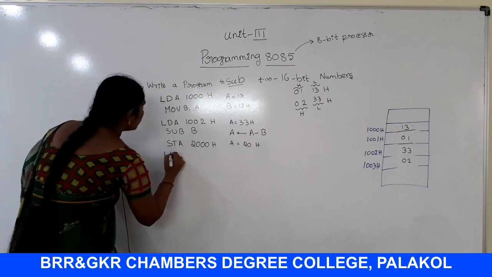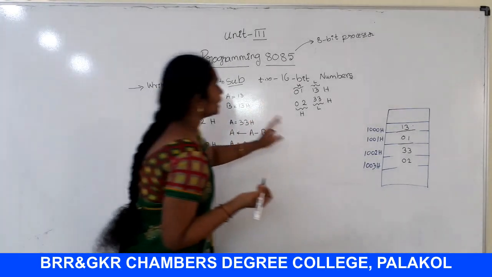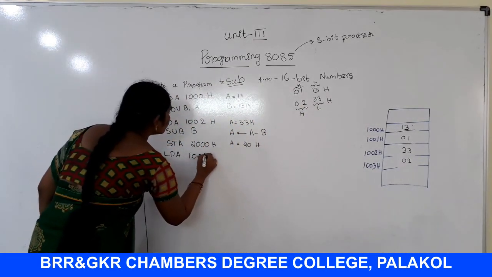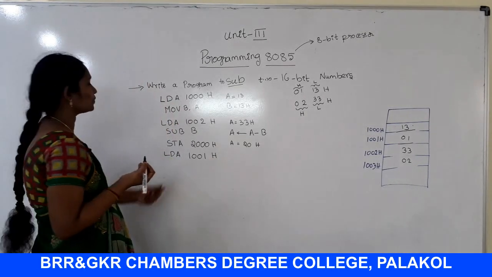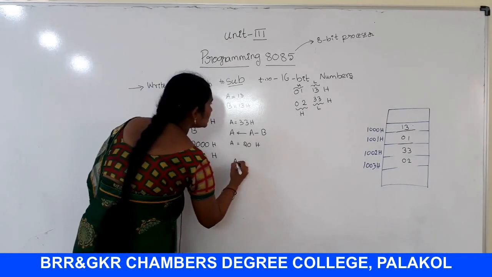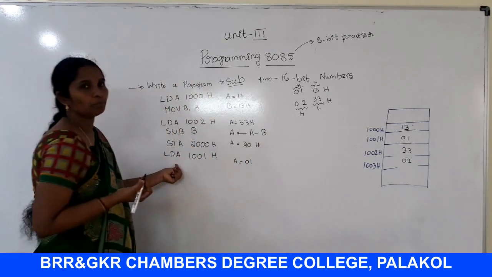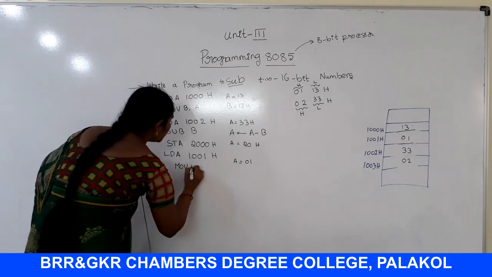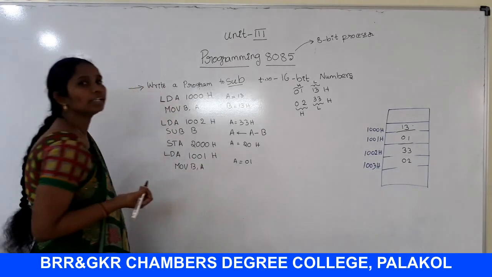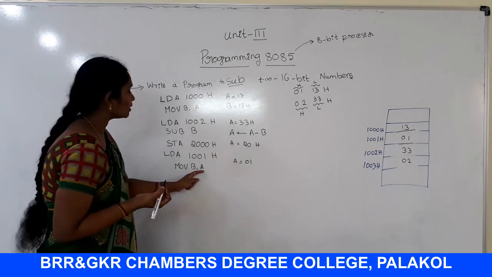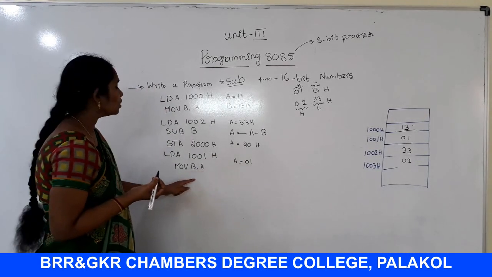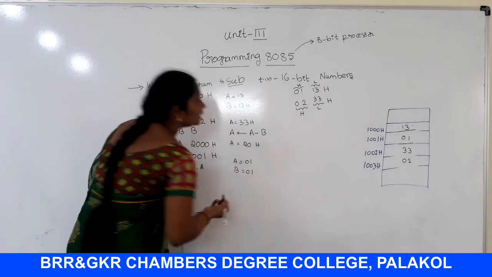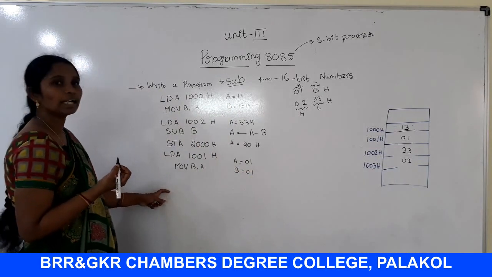One part is completed and next we have to subtract the two higher-order bytes. Next we load the accumulator from 1001H. What is the meaning of this instruction? Again A is equal to 01. Then we have to clear this accumulator, therefore I use another register, B. The contents of the A register are moved to the B register, therefore after execution B is equal to 01H here.